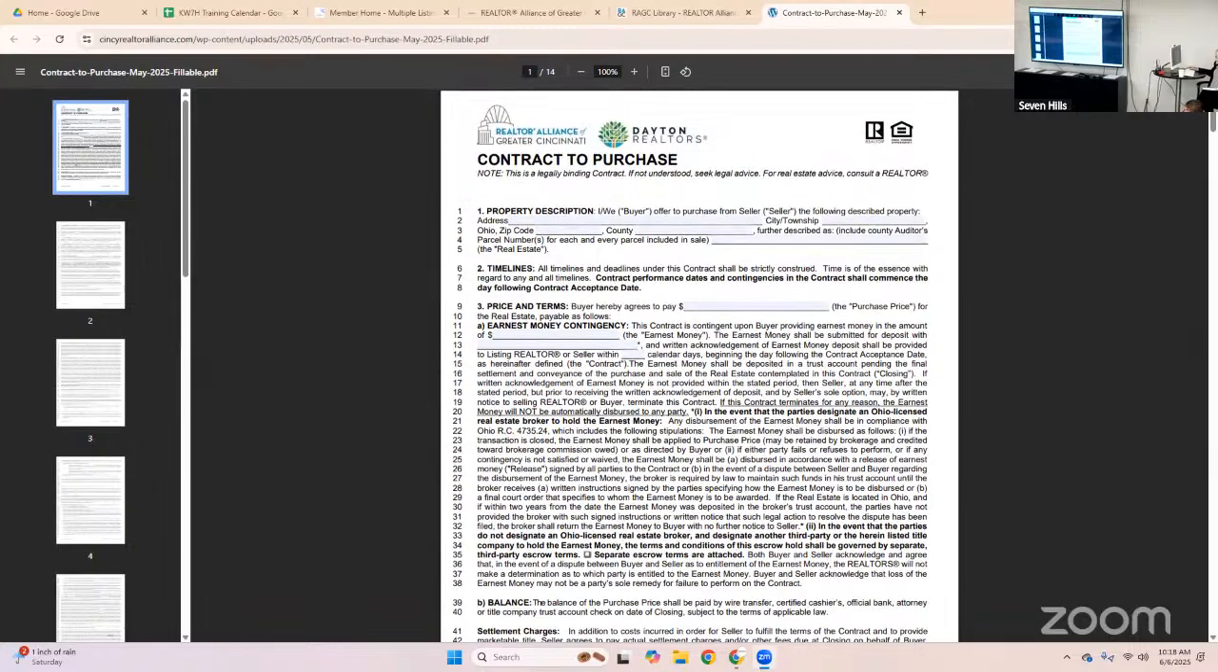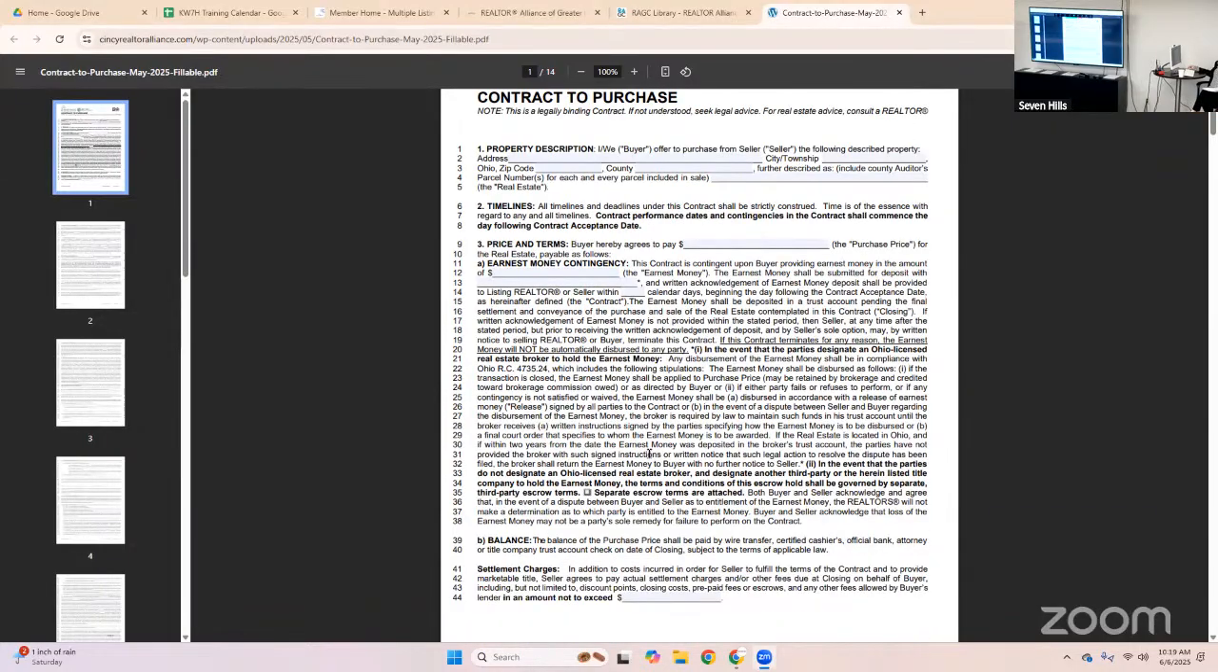Yes, within blank calendar days. You already have it highlighted. Thank you for that. I'm not working from my highlighted copy. That's great. So on page 1, section 3, line number 14, you would write in the calendar days that you want the earnest money to be put into an escrow account.